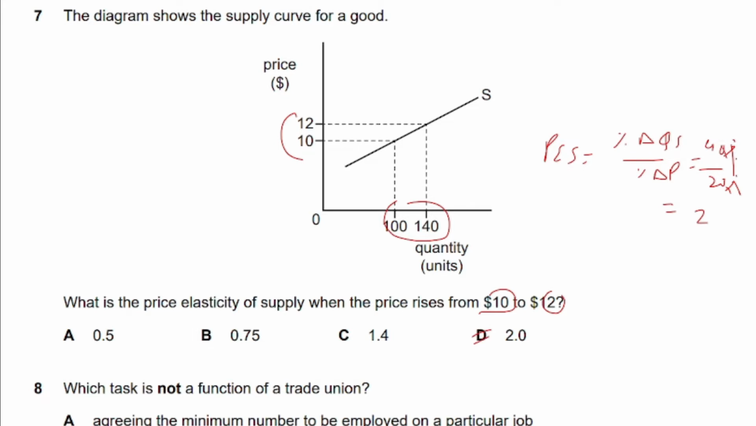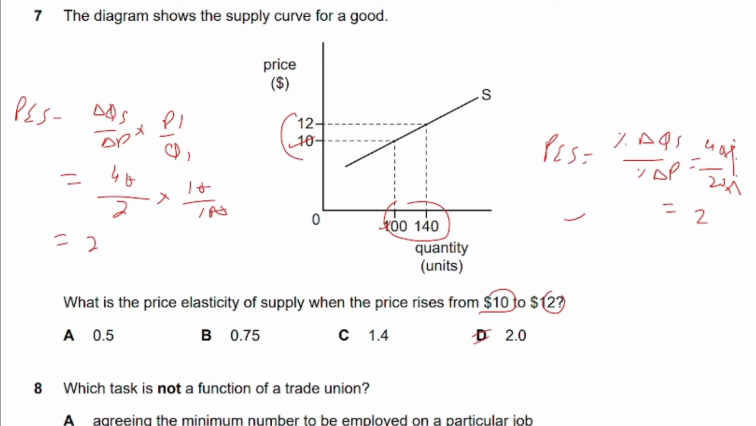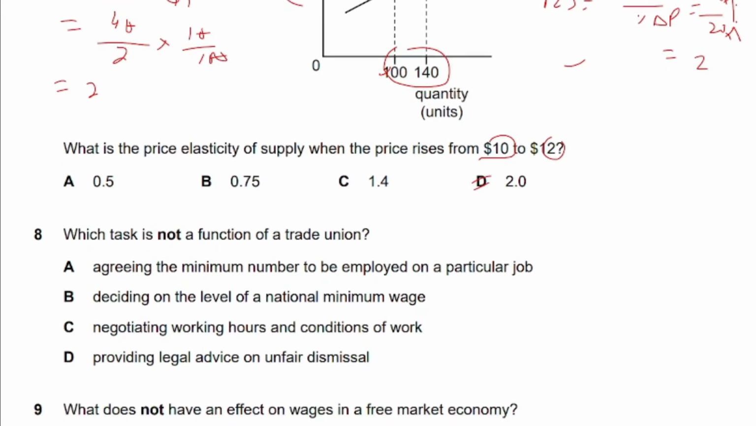So D is the answer. Another formula for this is change in quantity supplied over change in price, multiplied by P1 over Q1. Change in quantity is 40, change in price is 2, from 10 to 12. Initial price was 10, initial quantity was 100. So we can cancel out these zeros. So 4 over 2 is 2. Whatever formula you use, you get exactly the same answer.